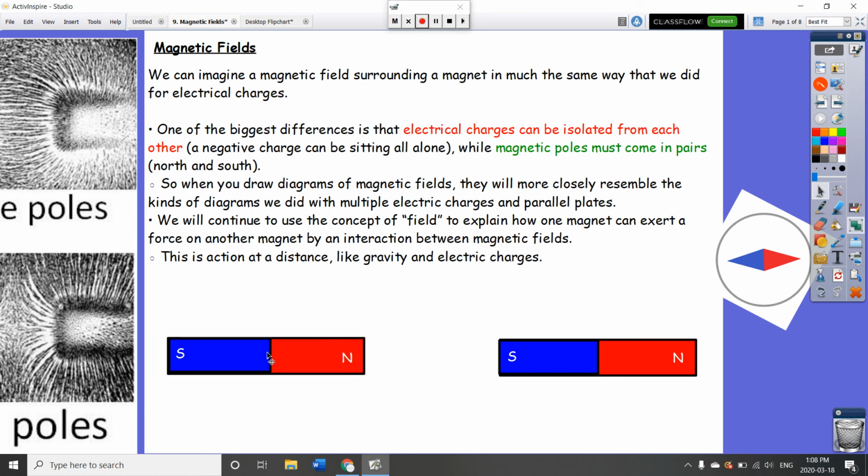So welcome to this week. This week's lesson is going to be on magnetic fields.